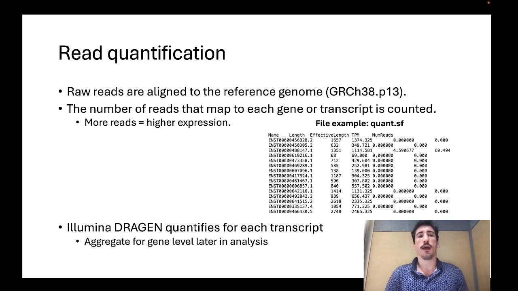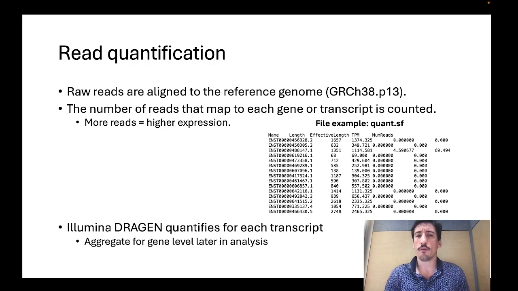And then next, after we align it, this alignment process helps us figure out which part of the genome each read corresponds to. And then we count the number of reads that map to each gene or transcript. This count gives us an estimate of gene expression. So basically, from a high level, the more reads that are aligning to a particular gene, that indicates that there's higher expression of that particular gene.